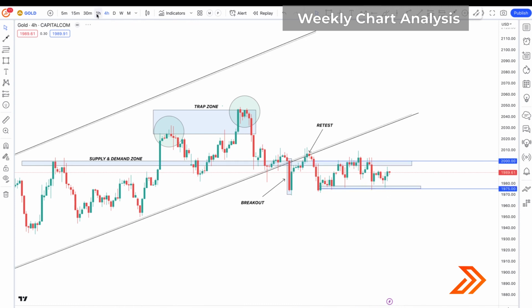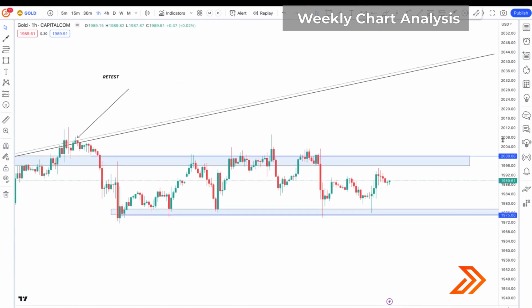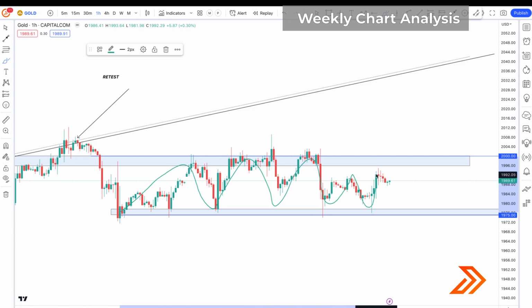Let's go down to the 1 hour so we can see this better. On the 1 hour, this is the price on gold. If you notice, gold has been ranging on the 1 hour. It's been ranging within the 2000 price level and the 1975 price level. It's been ranging all week. And what I'm expecting gold to do, I'm majorly expecting a pullback.